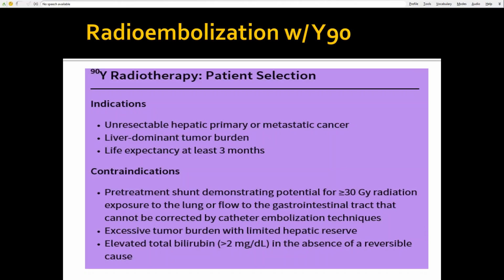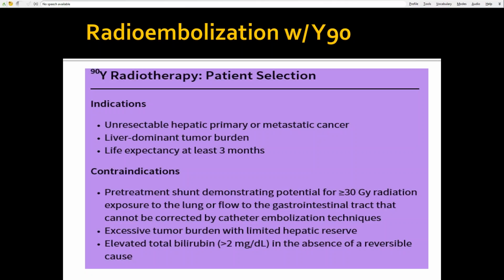So other indications for the Y90: unresectable hepatic primary or metastatic disease, liver dominant, and life expectancy of at least 3 months. Again, you don't want to treat patients that are going to pass away on you shortly after you treat them. So you look at a lot of lab values.